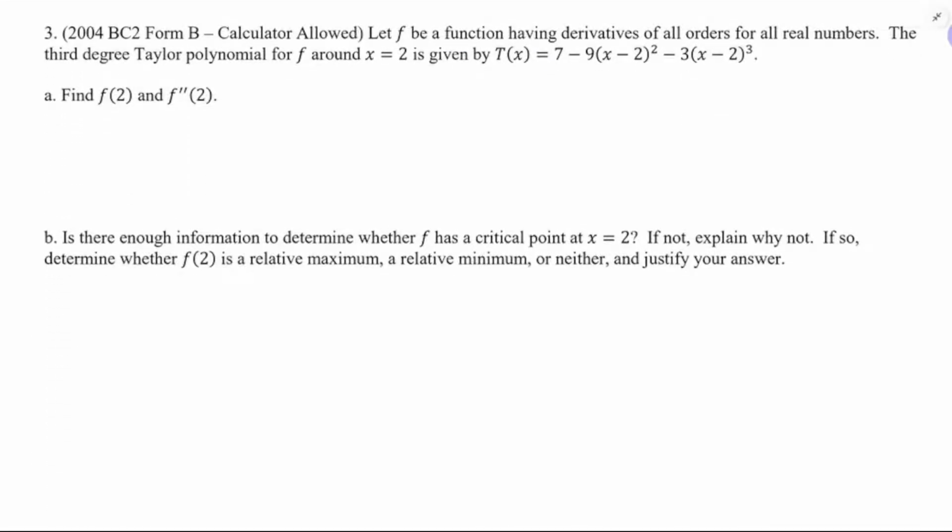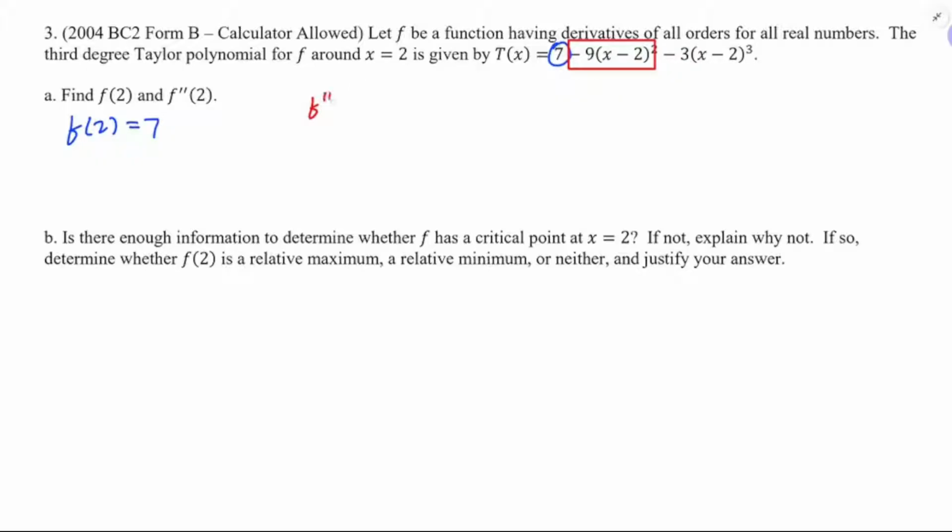Okay, so let f be a function having derivatives of all orders for all real numbers. Third degree Taylor polynomial for f around x equals 2 is given by this thing. Find f of 2 and f double prime of 2. So f of 2 is going to equal 7. This is what we did a lot in the last lesson. And then for f double prime, I want the thing that's connected to the x minus 2 squared term.